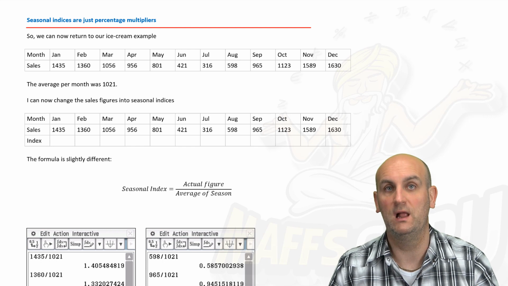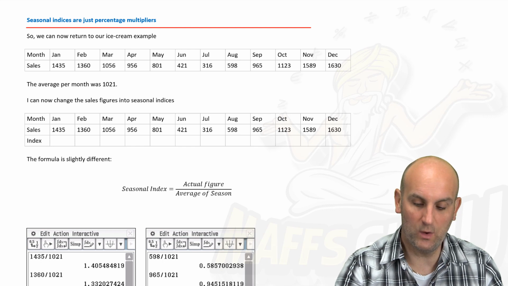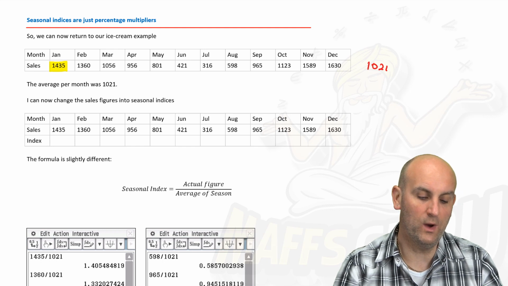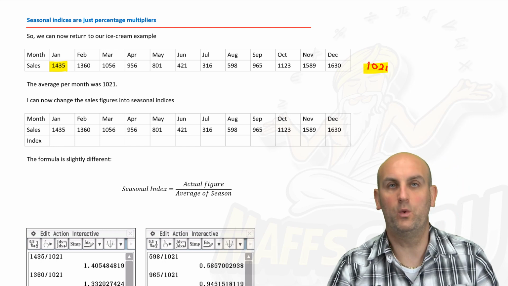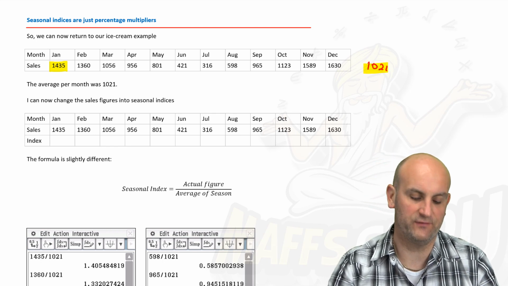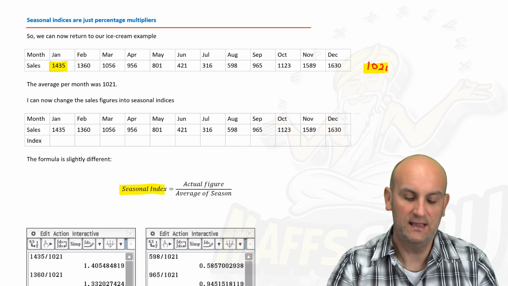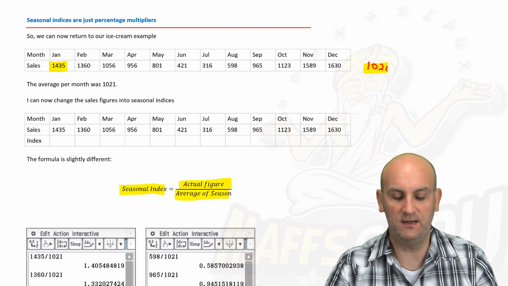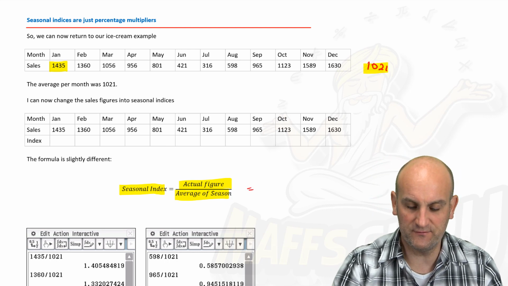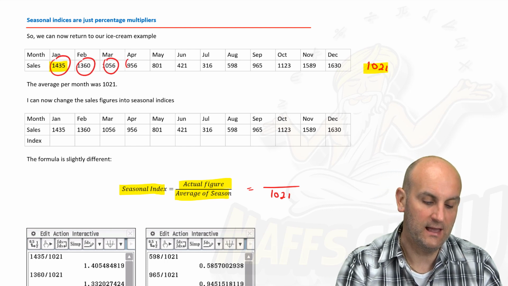These are nothing more than percentage multipliers. We know the average of all of my data was 1021. So now I want a way to compare 1435 to 1021 in terms of a percentage multiplier. How do I do that? Well, funnily enough, we have a formula. Our seasonal index, which is our percentage multiplier, just think about it that way, is equal to my actual figure divided by the average of the season. Hold on a moment, we have all of that information. We know the average of the season is going to be 1021. So I'm now going to take each of these values here, and I'm going to divide them by 1021.